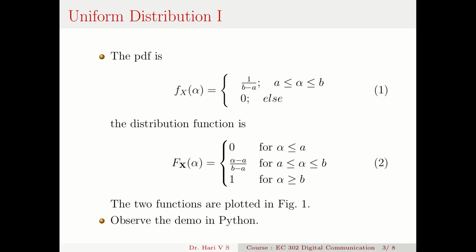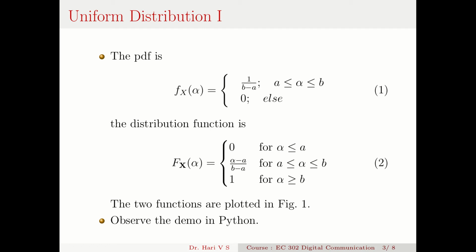When you think about the uniform distribution, here everything has an equal probability. The PDF f_X(alpha) is 1 by b minus a for values from a to b. So it's a flat line from a to b, a flat line of height 1 by b minus a. Everywhere else it is 0.